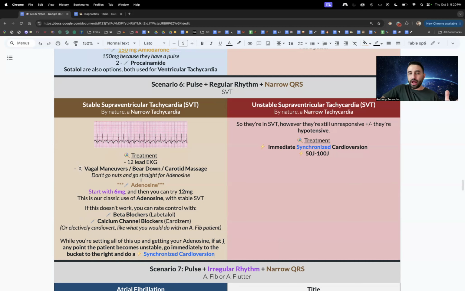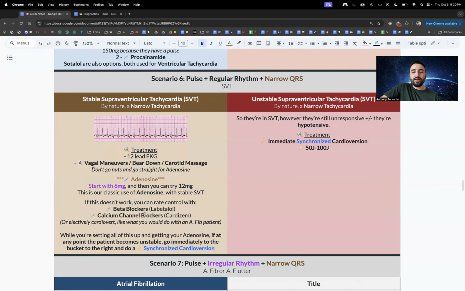That's this whole brown pants scenario. That's actually why I have this brown color, because your patient will flatline and then you pray that they come back in sinus rhythm, or you can see the underlying rhythm like AFib or something that's really causing this issue. If that doesn't work, then you can rate control with beta blockers, calcium channel blockers.